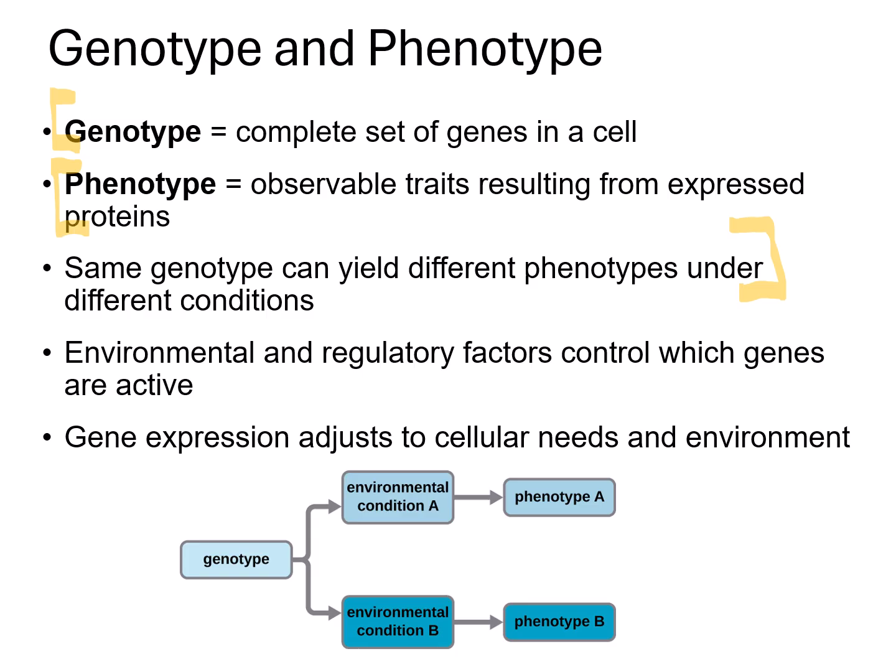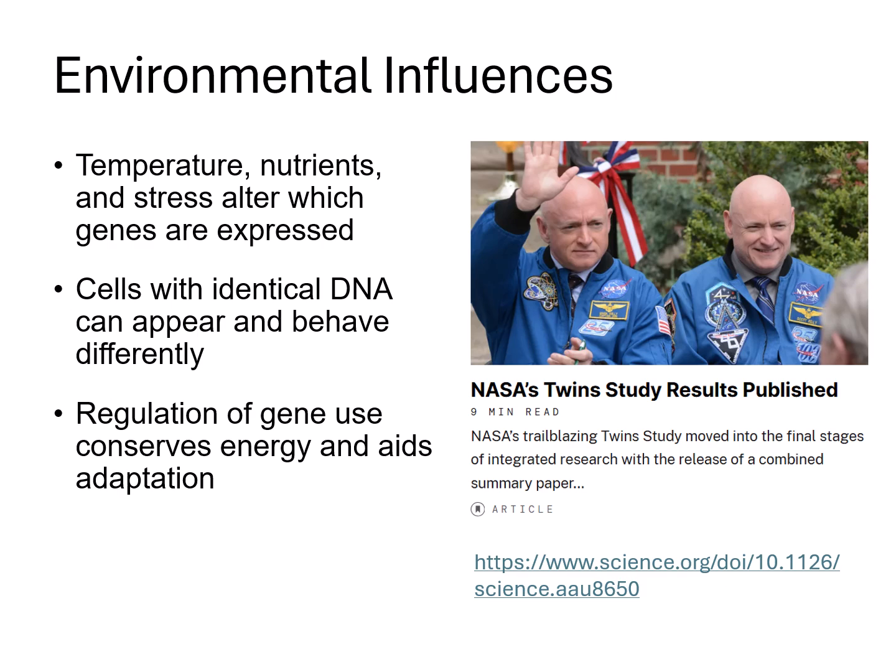And in the picture below, we can see that a single genotype can lead to two different phenotypes, these two different outcomes, depending on the environmental conditions at the time. So environmental conditions like temperature, nutrient availability, or stress can change which genes are expressed. For example, bacteria might activate stress response genes when they're exposed to antibiotics, and this flexibility allows cells to adapt and survive in changing conditions.